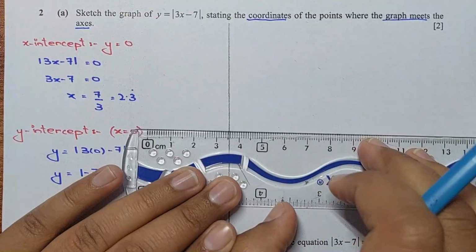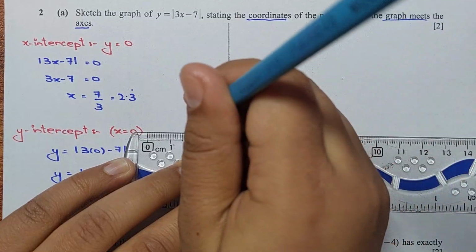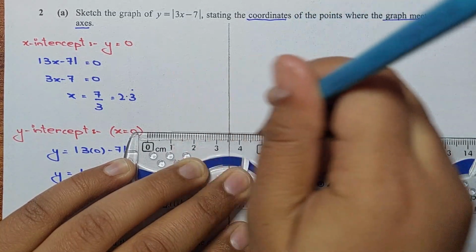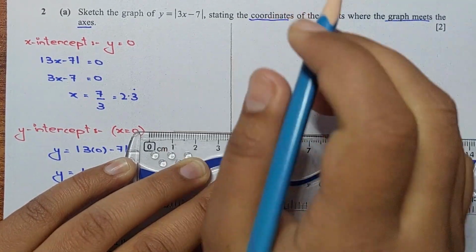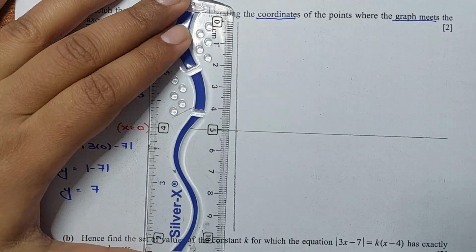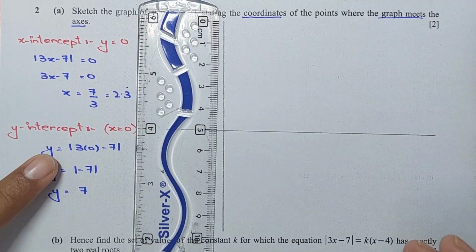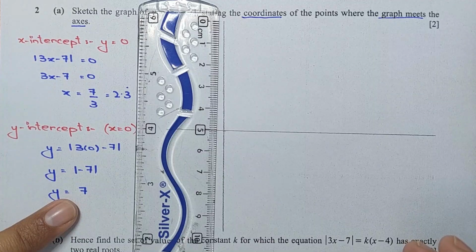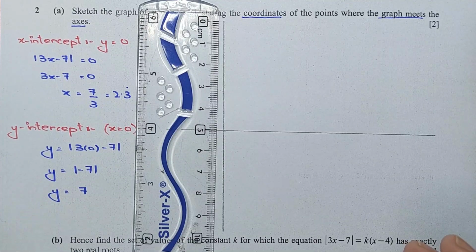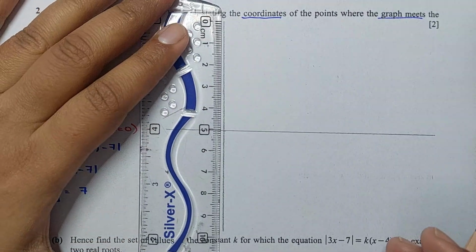We can take this as a middle point. Okay, so the y-intercept is positive 7 for the absolute function, because when you open the absolute with plus minus, right? So one y-intercept is plus 7, the other is minus 7.